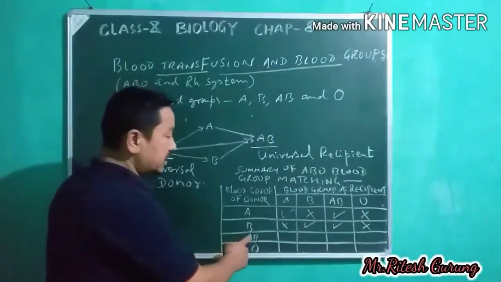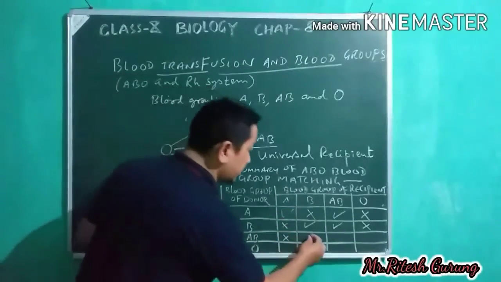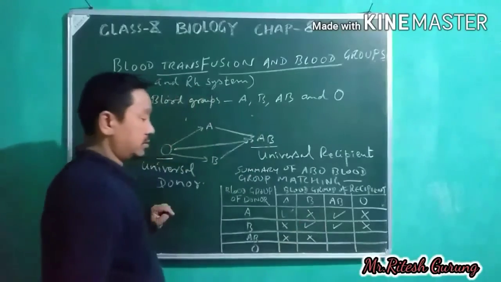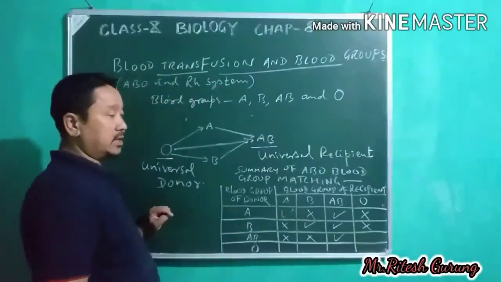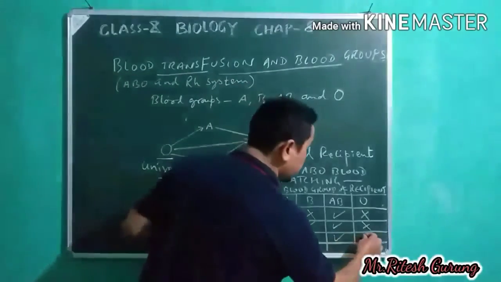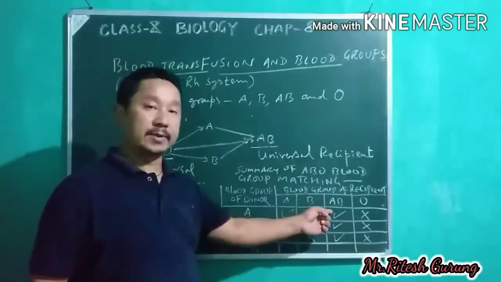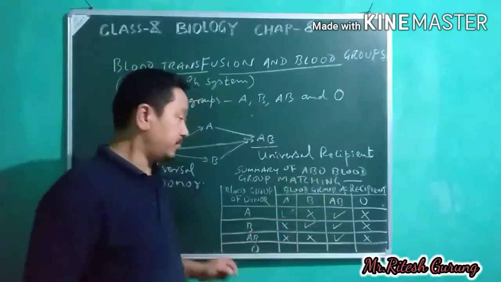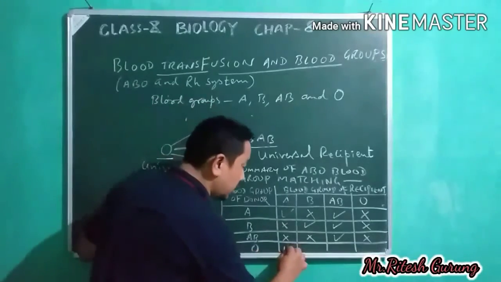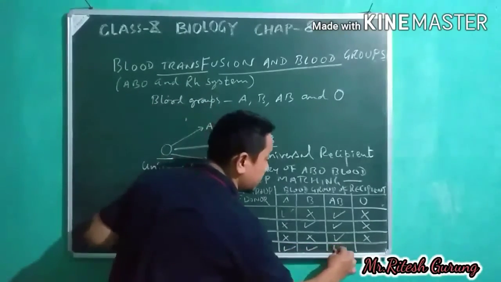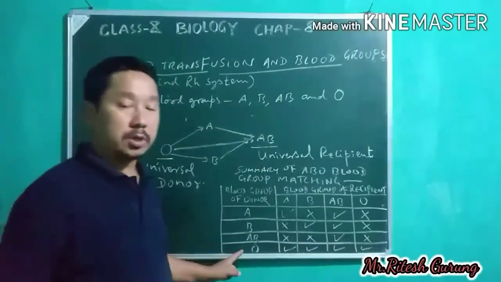Similarly, AB cannot donate to A, cannot donate to B also. It can donate to AB because AB can be matched, and cannot donate to O also. AB can donate to AB only, not to others. But O can donate to all.